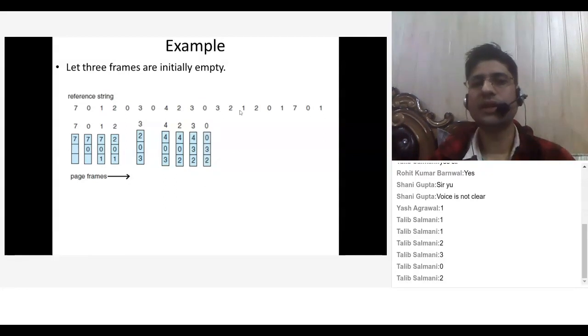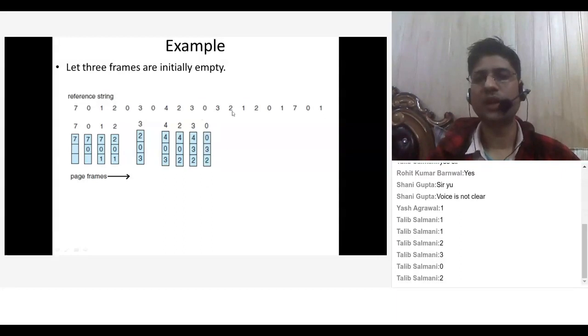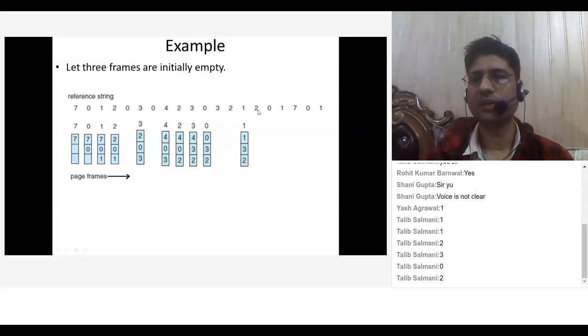And now we are getting a page hit for 3 and page hit for 2. Okay. Now 1 is there. Which page you will replace? Recently किसको use किया था आपने? 2 को and 3 को. So which page will be replaced? 0. Exactly. Now we are getting a page hit for 2. तो यहाँ कुछ नहीं करना है.